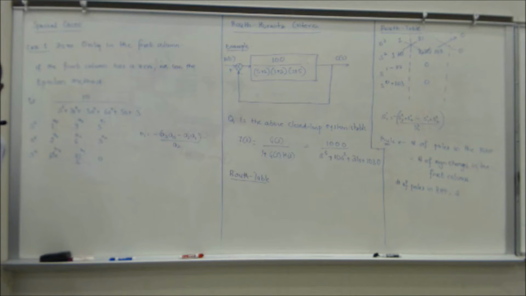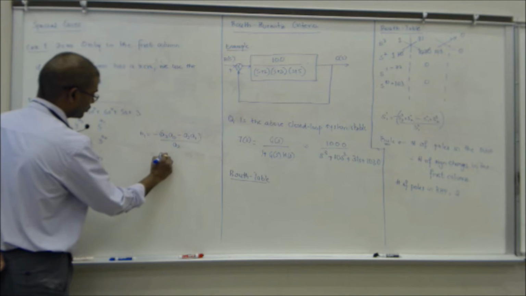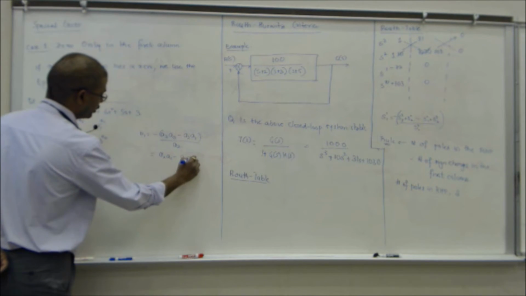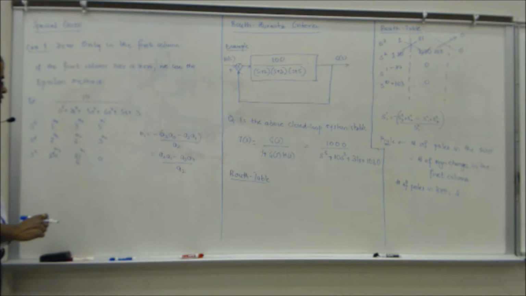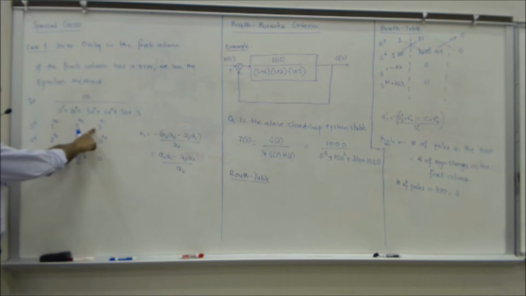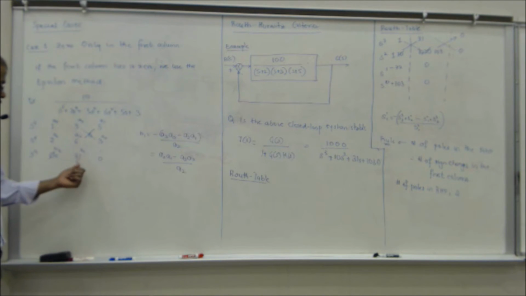You see it? Now, or you can just write this as A2, A1 minus A3, A0 over A2, right? A2, A1 minus A3, A0 over A2. That is what you get, 21 over 6.